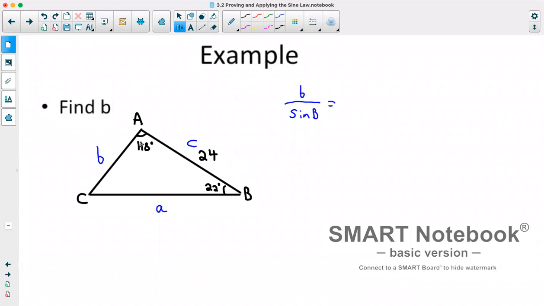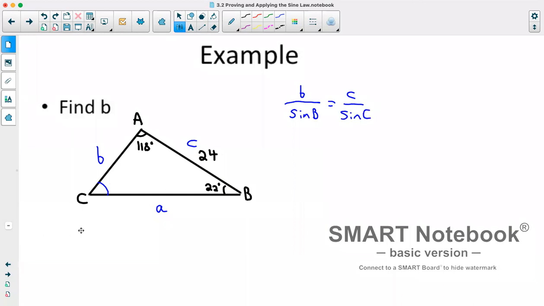Currently, for A, we just have our angle. We don't have the side with it. For C, we have our side, but not our angle. However, because we're given two other angles, we can solve for this angle here, which gives us both our angle and our side for C, so we can utilize C. So we have equals c over sine of angle C.